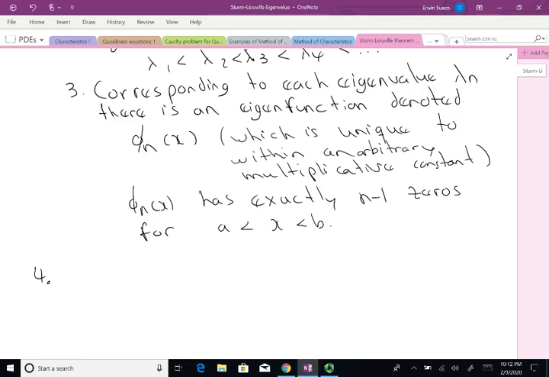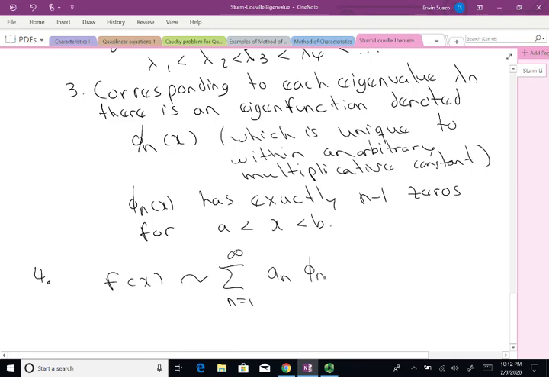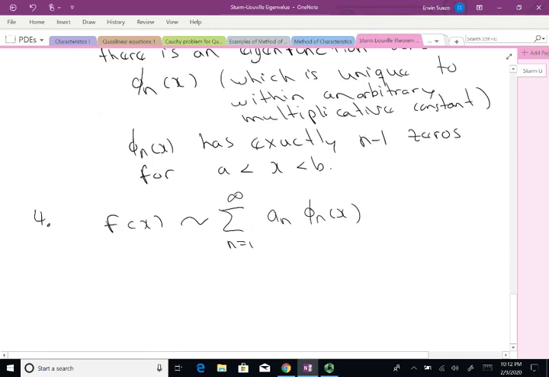Furthermore, this infinite series converges to the sum of the left and right hand limits divided by 2. Okay, so let's put it. What we are saying here is that f of x is going to be the sum, n equals 1 to infinity, of a_n phi_n of x. So if I choose an f of x special, this is what it's saying.